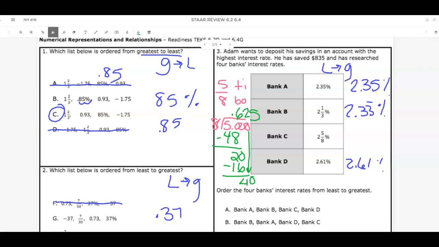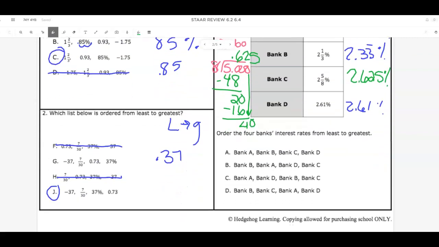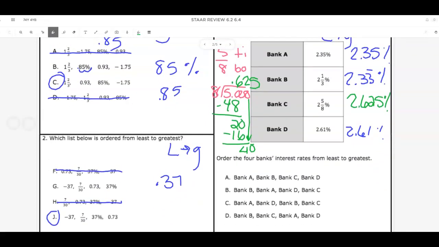Okay, so last one, 5 times 8 is 40, and then that zeroes out. So now all of my percentages are in the same form. And now it's easy. It's 2 and the decimal. 2 and 1/3.